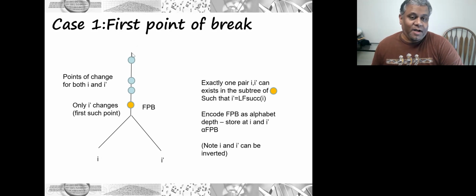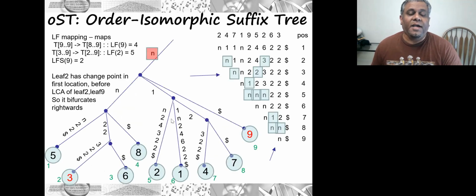So when I take LF of I and I prime both, I keeps going on the same path, but I prime will suddenly bifurcate out of this path. And since I and I prime bifurcate right here, within this node's subtree, I and I prime are going to be consecutive ones. So only one pair can happen like that. So what I do is I write where this FPB is, and I can do this in log sigma bits. As soon as I write this information, I can immediately find where I prime is, because it's the only one which has the same information as this one. So this is case one in more detail.